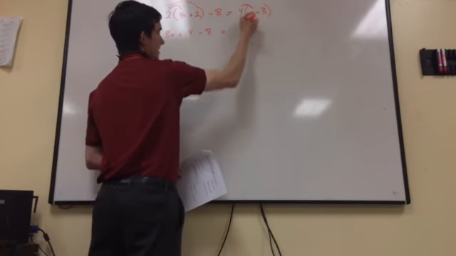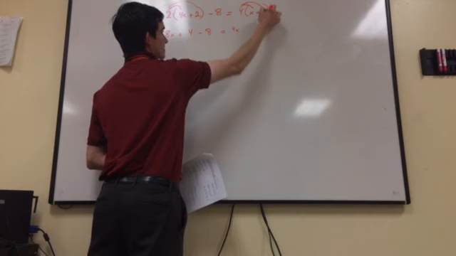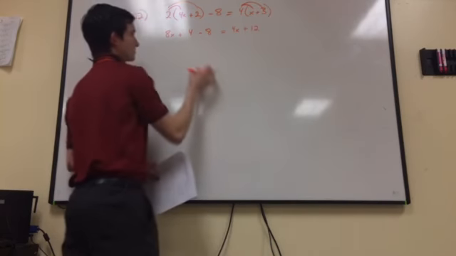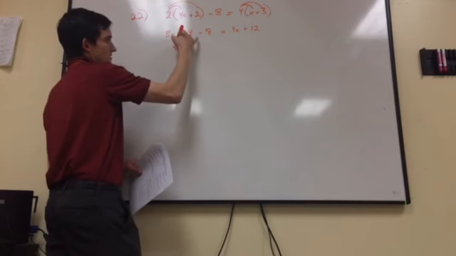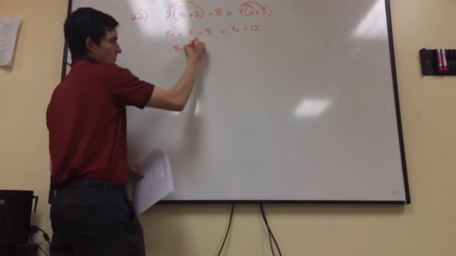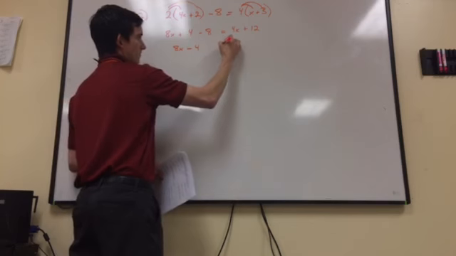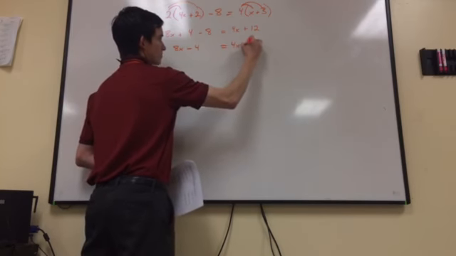4 times x is 4x, and 4 times 3 is 12. Like I said, I'm going to combine like terms here. So 4 minus 8, so I have 8x plus 4 minus 8, so minus is going to end up being a minus 4 equals 4x plus 12.